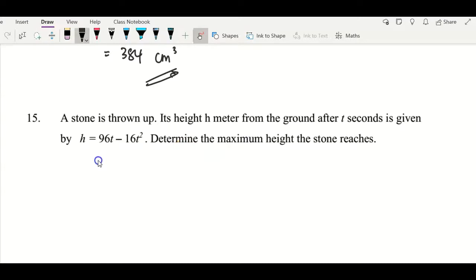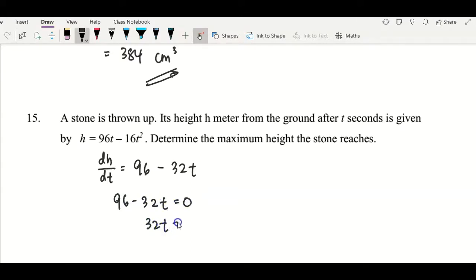Alright, for this question, this is a very simple question. We need to find dh/dt, and h is already in terms of a single variable. We just find dh/dt. We get 96 - 32t. Then let dh/dt equal 0. Solve for t: 32t = 96, and we have t = 3.